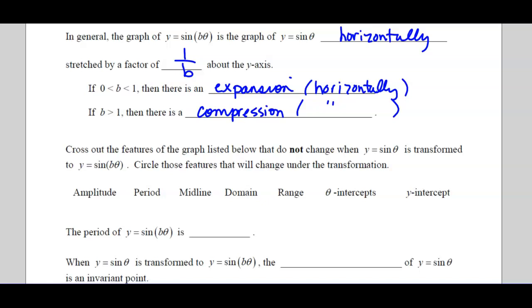Okay, cross out the features that do not change, circle those that will change. So, amplitude is a vertical thing. It's not going to change.